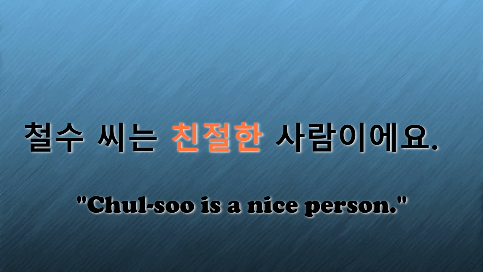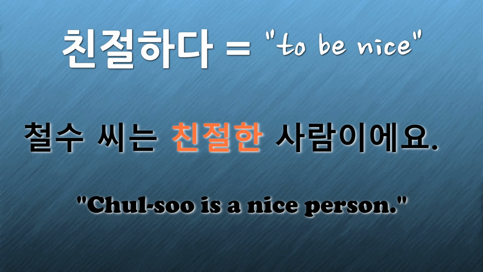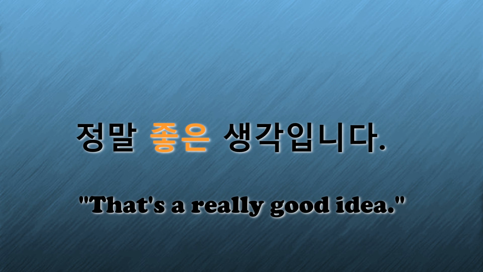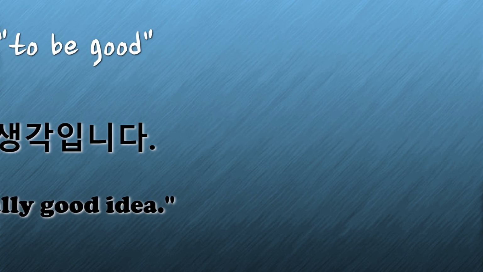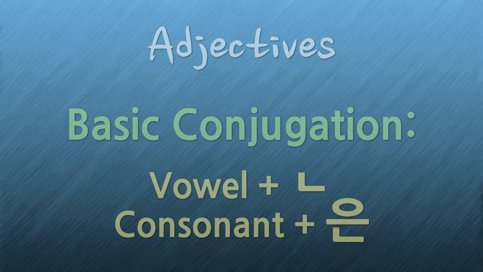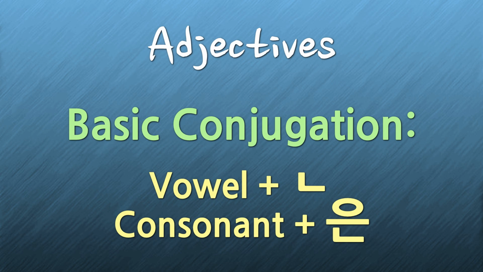Here are two more examples of different descriptive verbs conjugated to adjectives. 철수 씨는 친절한 사람이에요. 철수 is a nice person. 정말 좋은 생각입니다. That's a really good idea. So now we know how to change a descriptive verb which has a stem ending in a vowel, such as 크다, and also ones that end in a consonant, such as 작다. But there are a few other types of verbs and they'll conjugate into adjectives differently. Let's take a look at what those are.